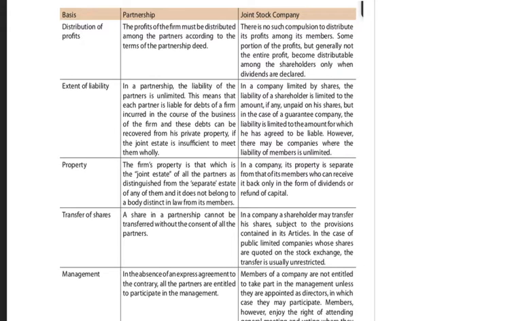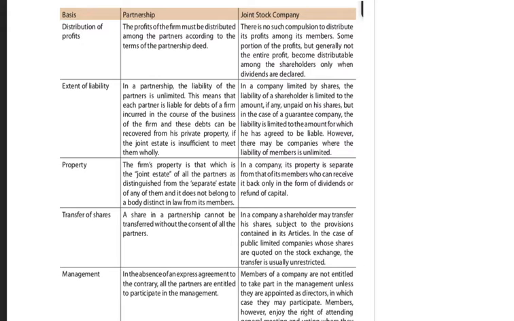Okay, so the next basis of differentiation is distribution of profit. In a partnership firm, the profits of the firm must be distributed among the partners according to the terms of the partnership deed. Must. Okay, that means they have to be distributed in any case. Partnership firm cannot retain the profits up to itself. It has to distribute the profit between the partners as per the partnership agreement.